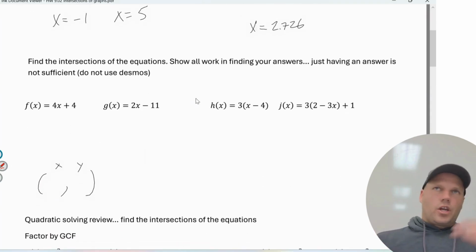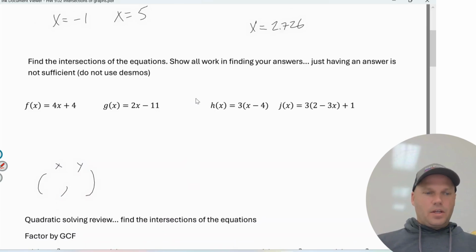But now we're going to go the other way for the rest of the homework. I'm going to give you two equations. I'm going to ask you to find where they intersect. Now, we are trying to find the intersecting point. But to do this, we'll go the other way.